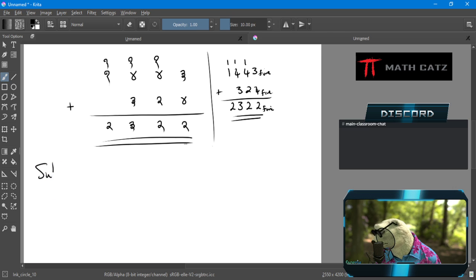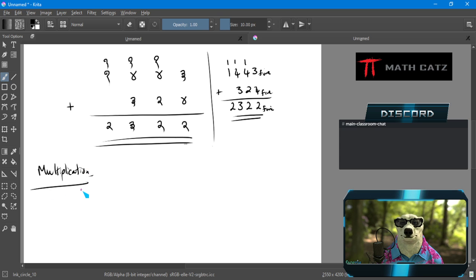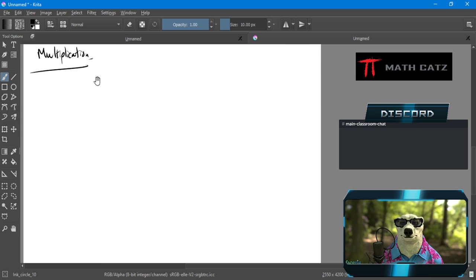Subtraction. Actually, no. Multiplication. Multiplication. Okay. No, maybe I like to do multiplication next because it's closer to addition than subtraction in a way, in terms of the appearance of the method.